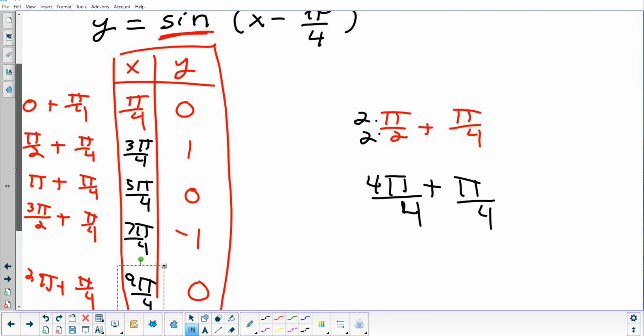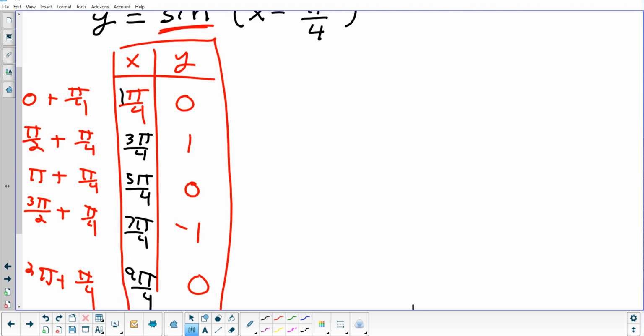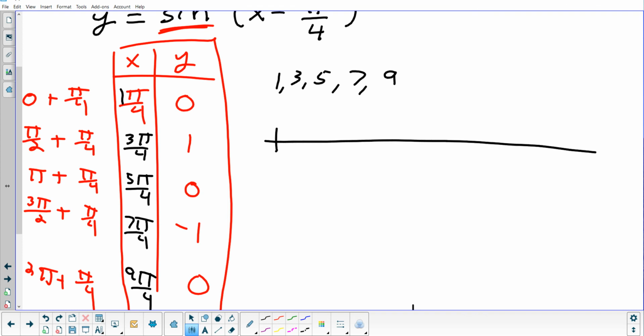Okay, questions on the table? All right, now, I want to think about a number line for a second with these numbers on. 1, 3, 5, 7, 9. Because it's basically what we have. If I was going to put this next point on the number line, where would the 1 go? Not sure. Where the 1 would go?